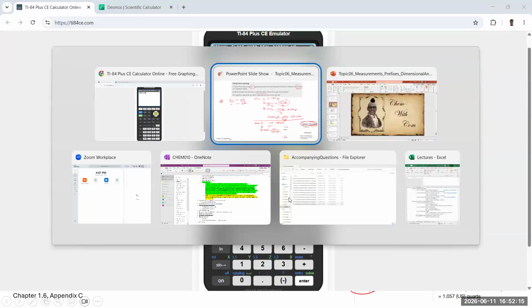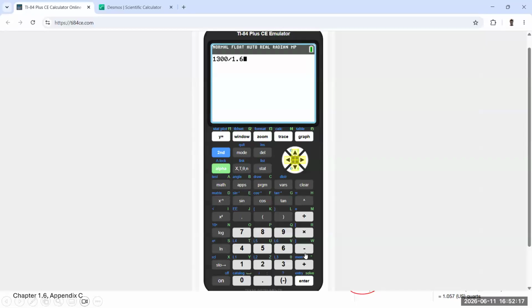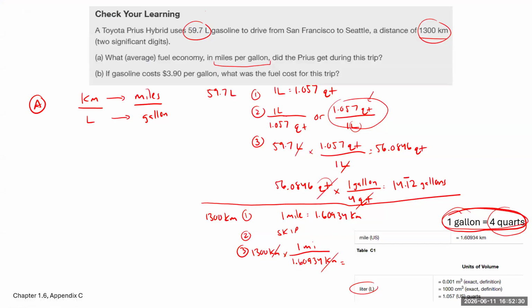1.60934. Boom. 807.78. So this is 807.78 miles, because that's the last one we have left, right?